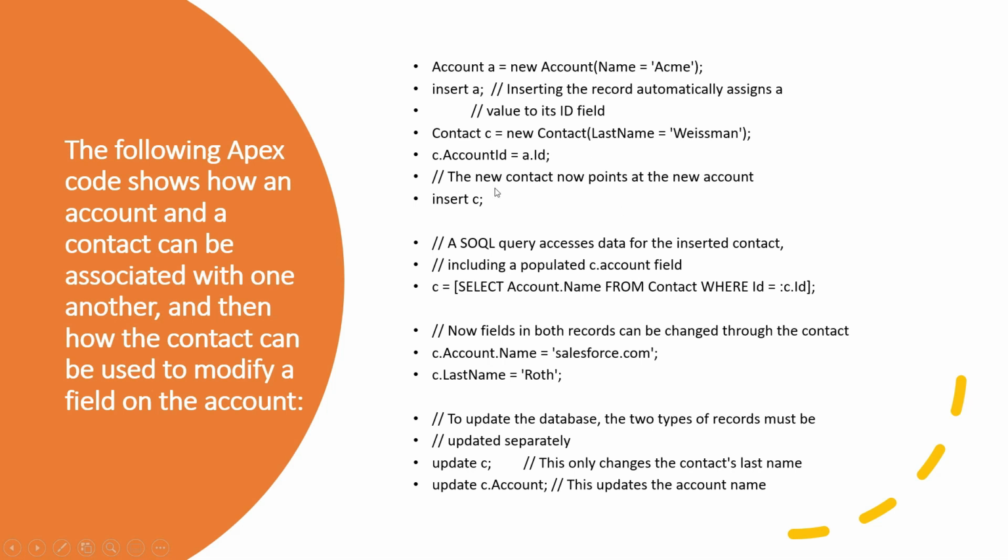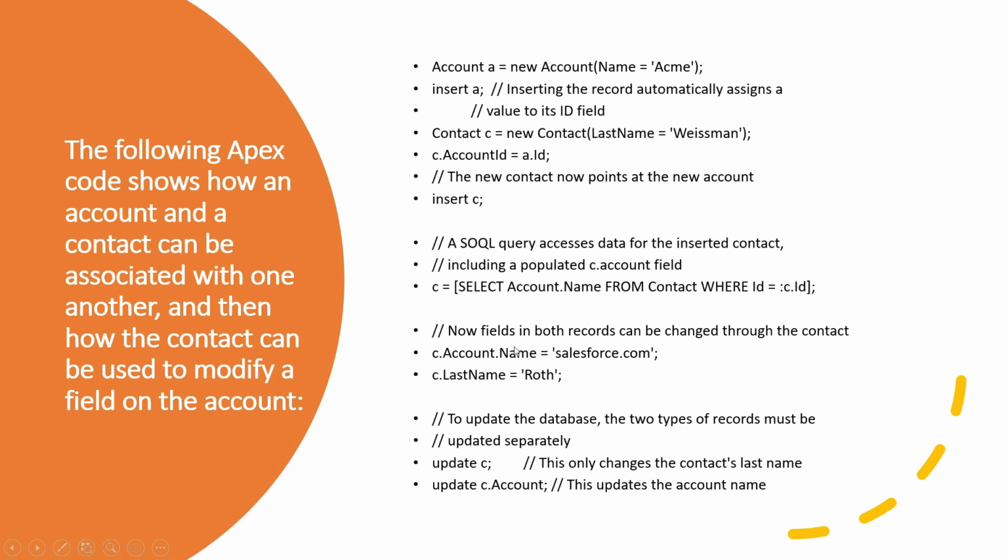So this new contact is now associated with the account record that we have inserted. Now we will query data for the inserted contact, including the populated c.account field. So let's see: select account.name. So we are referring to the account name field through contact, from contact where id equals c.id.